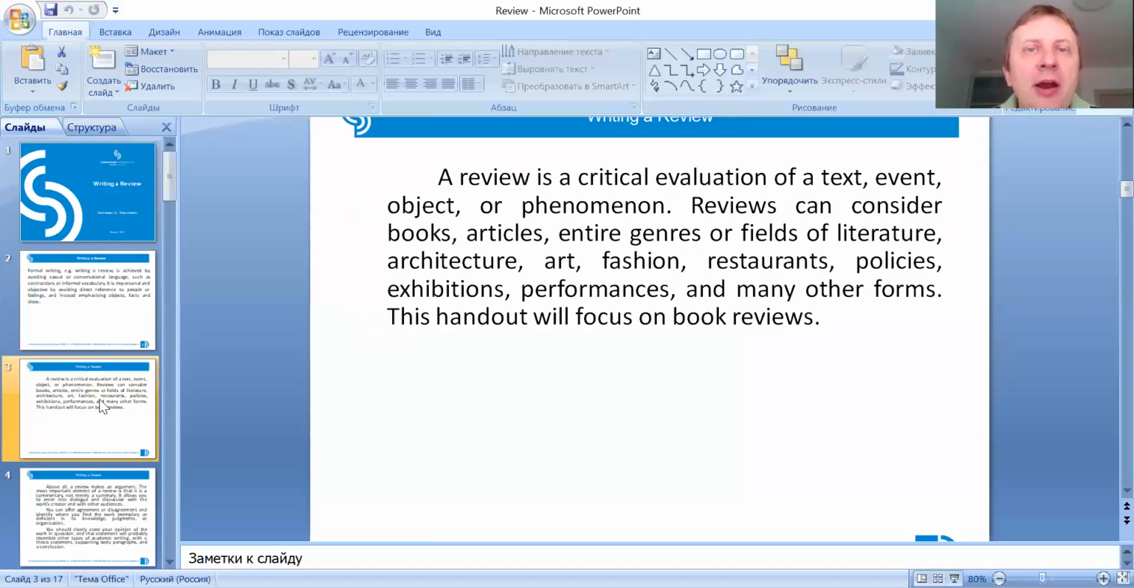And what actually is a review that you may write during a contest? A review is a critical evaluation of a text, event, object, or phenomenon. Reviews can refer to books, articles, genres, fields of literature, architecture, art, fashion, restaurants, policies, exhibitions, performances, and many other forms. This handout will focus on book reviews, because one of the tasks that I saw in a contest sample is about a book review, and today we'll talk about it.